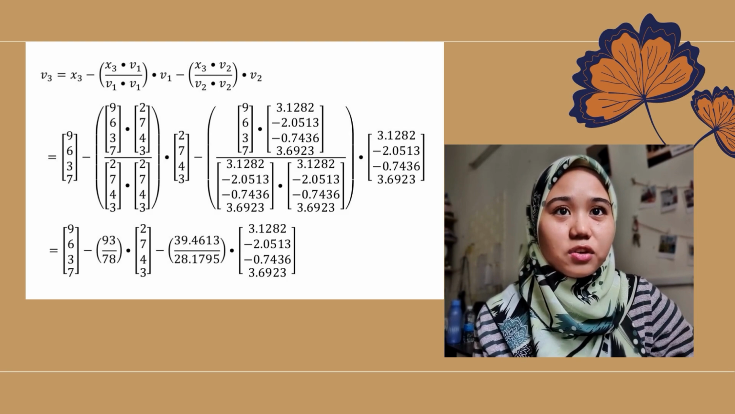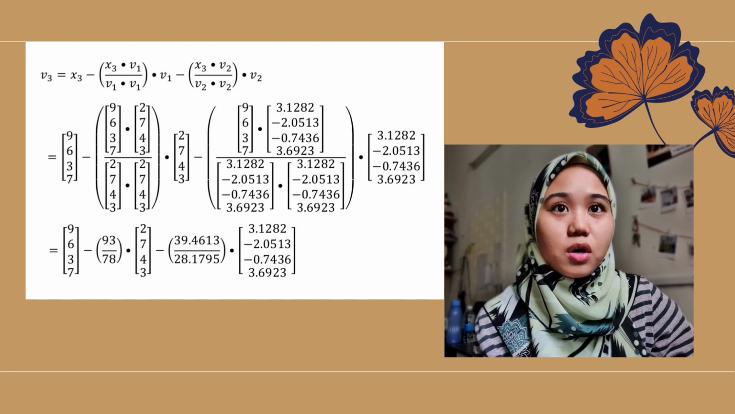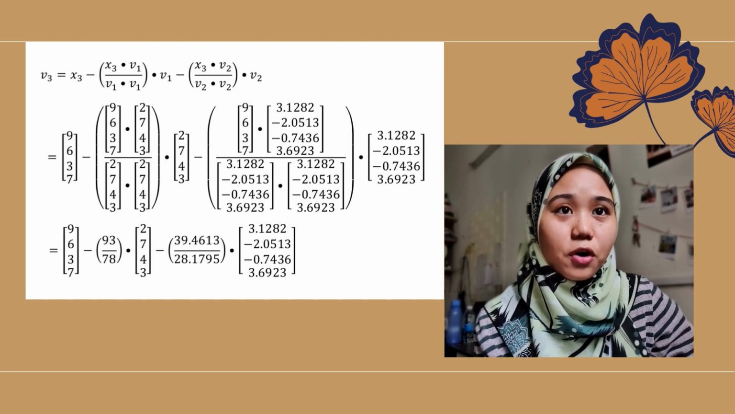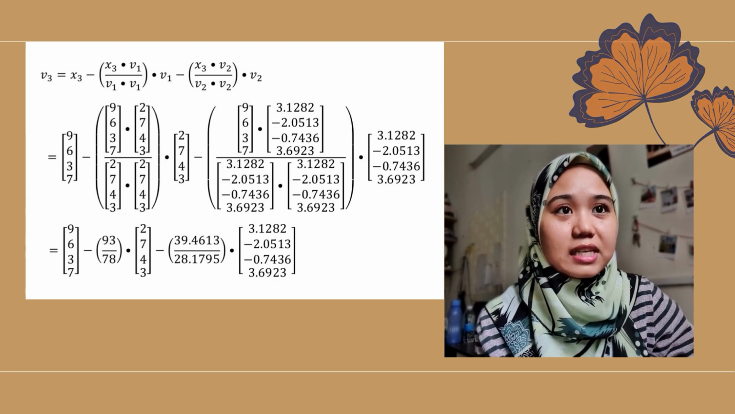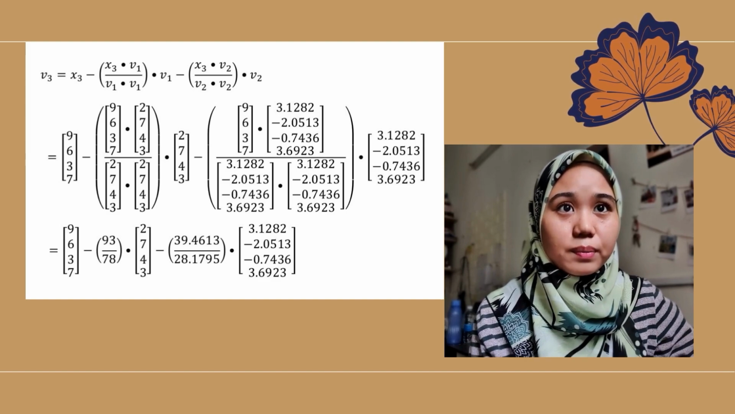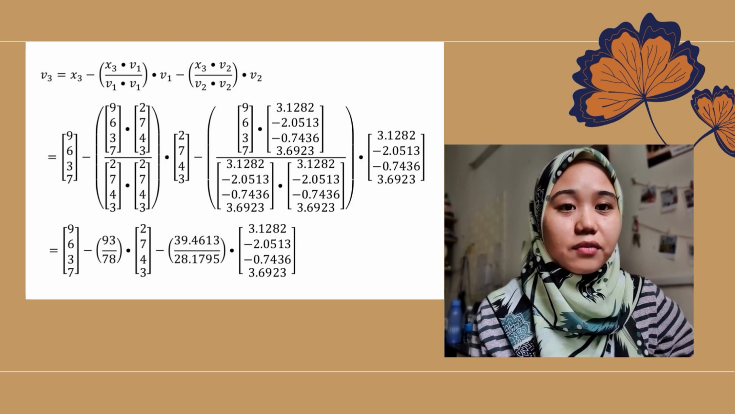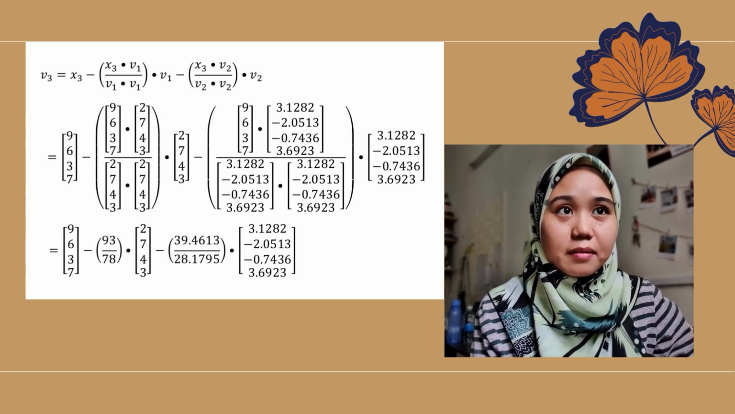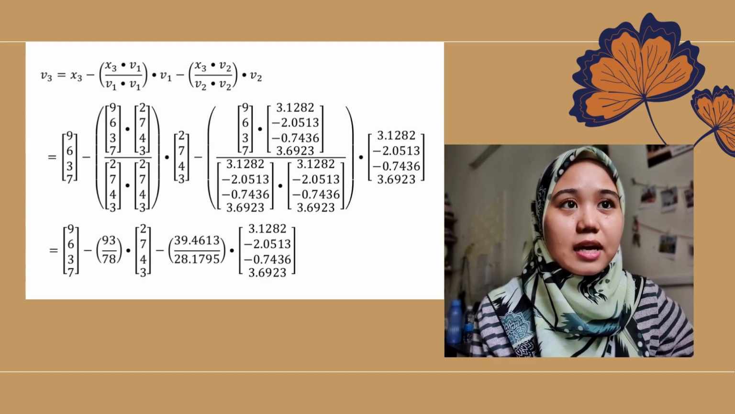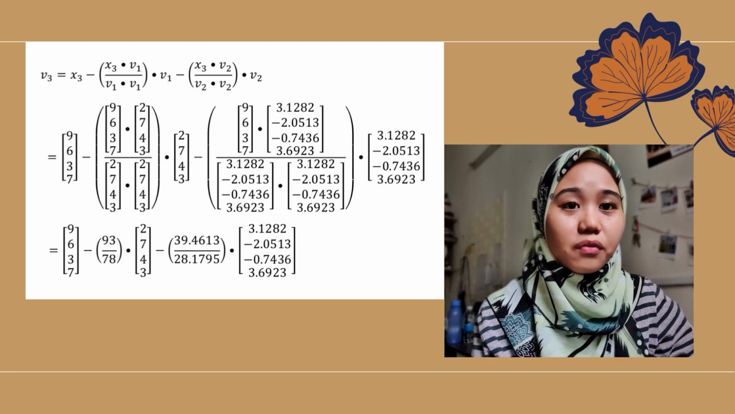Now simplify. x3 dot v1 is 9 times 2 plus 6 times 7 plus 3 times 4 plus 7 times 3, which is 93. Then v1 dot v1 is 2 times 2 plus 7 times 7 plus 4 times 4 plus 3 times 3, which is 78. For x3 dot v2, it is 9 times 3.1282 plus 6 times negative 2.0513 plus 3 times negative 0.7436 plus 7 times 3.6923, which equals 39.4613.